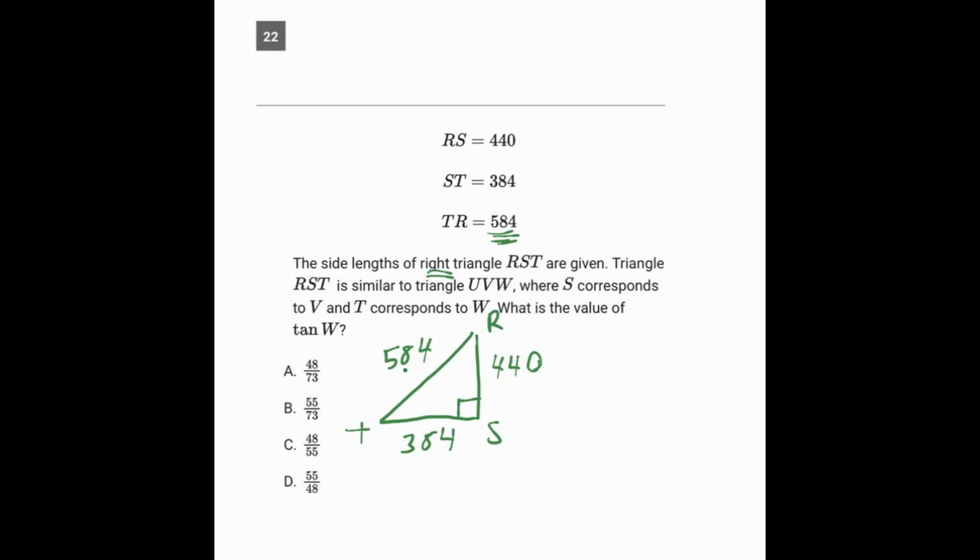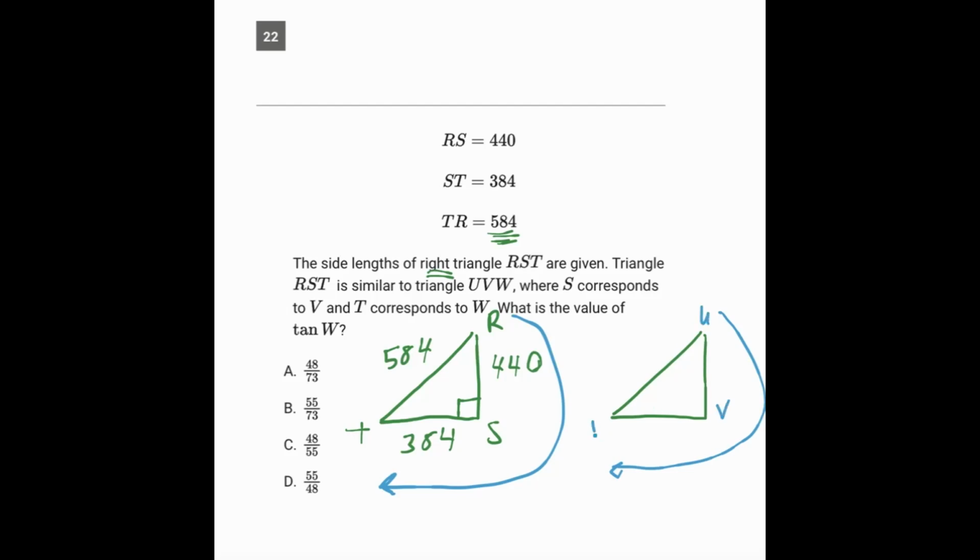And if this is similar to UVW, similar means they have the same angles, but they have proportional sides. So what we really want to be paying attention to right now is that if we wrote the RST in this order, we've got to write the UVW in the same order. And that'll tell us which angles correspond to which.